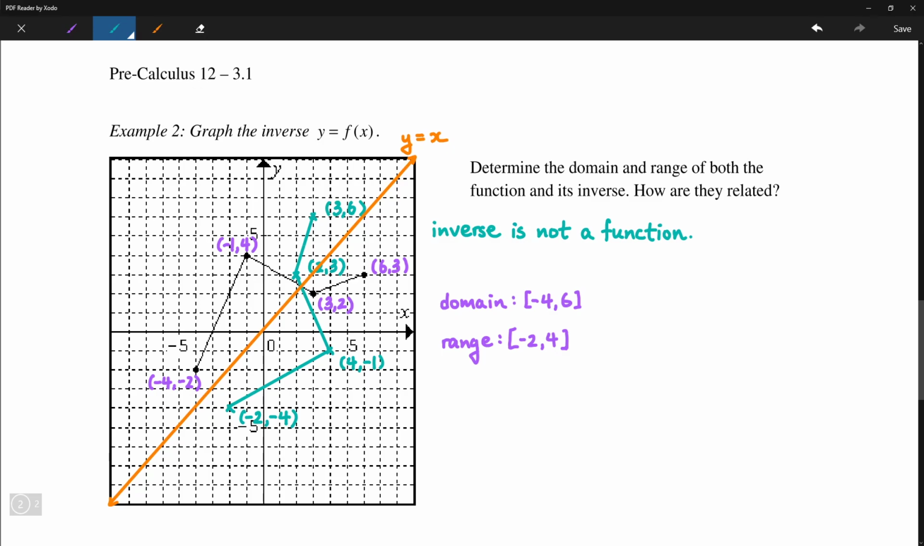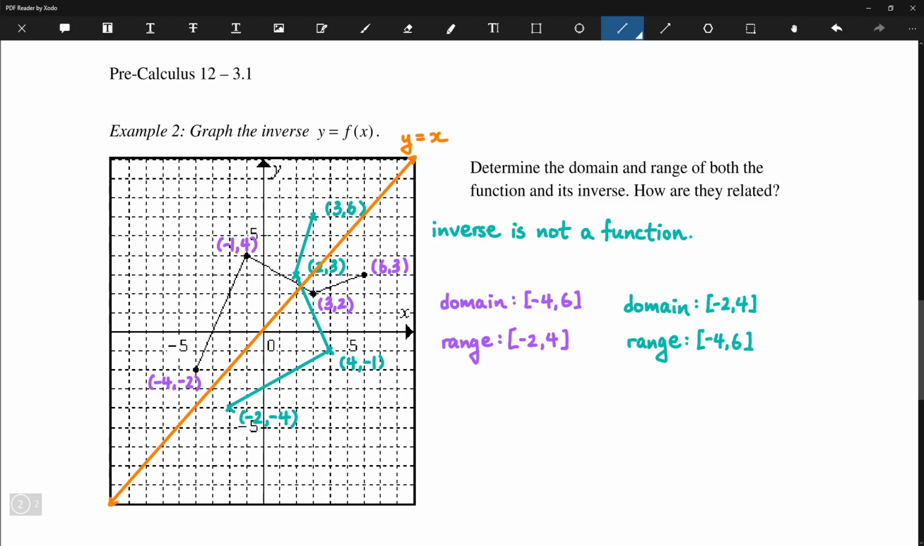Now the domain and range of the inverse, so the domain is -2 to 4, and the range is going to be from -4 to +6. So notice that the domain and range basically just switches when we go from the function to its inverse. So here, draw some arrows in to indicate the switch.